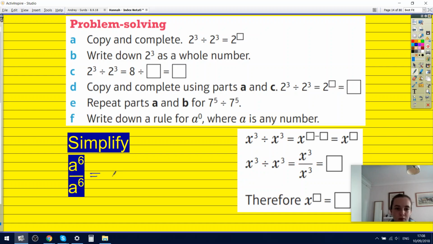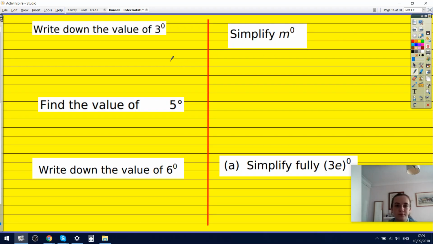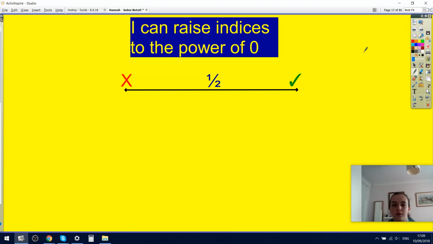1. Yeah. Any number divided by itself is 1. And what would it be as a to the power of something? 0. Yeah, and that just shows you that any number to the power of 0 is 1 because it must have been divided by itself. So top left one? 1. Top right? 1. And bottom right? 1. Yeah. I can raise indices to the power of 0? Tick. Yeah.